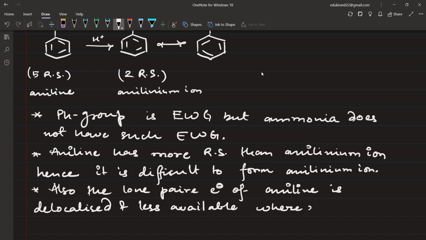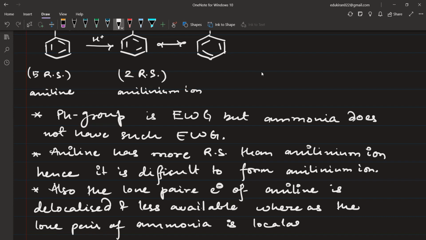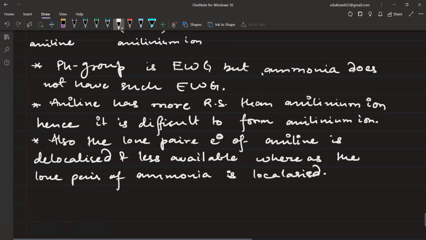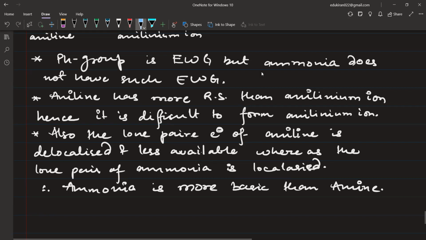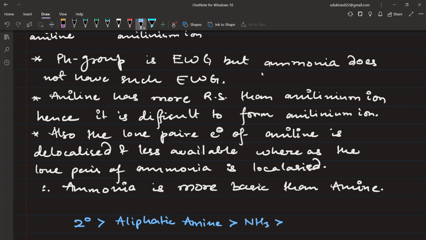But या फिर whereas लिख लीजिए. Whereas the lone pair of ammonia is localized. Therefore, ammonia is more basic than aniline. ठीक है. तो जनरल जो आपके पास ऑर्डर आएगा, 2 डिग्री सबसे ज्यादा, उसके बाद 1 डिग्री या 3 डिग्री, तो उसके लिए हम एलिफैटिक लिख दे रहे हैं. उसके बाद आएगा आपके पास अमोनिया और अंत में आएगा अराइल अमीन. अराइल अमीन विल बी एट द एंड.